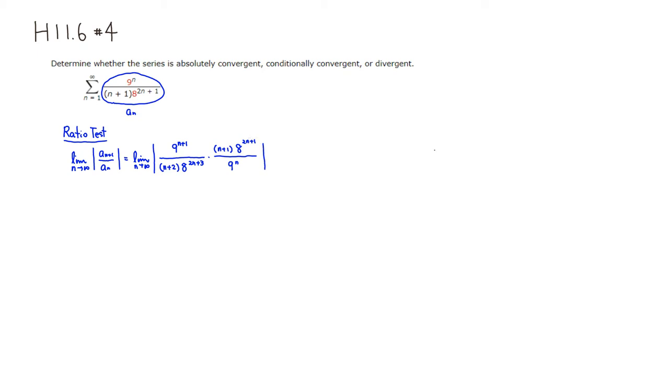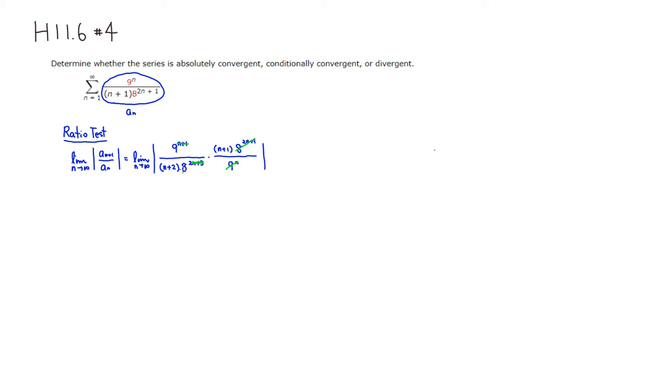Let's simplify. We can cancel 9 to the n here, and scratch the powers. We still have 9 left over. We have 8 to the 2n plus 1, then 8 to the 2n plus 3, so you have 2 more 8s on the bottom. So I'm going to scratch this out, then the top power is going to be 2. So the power is 2 there.